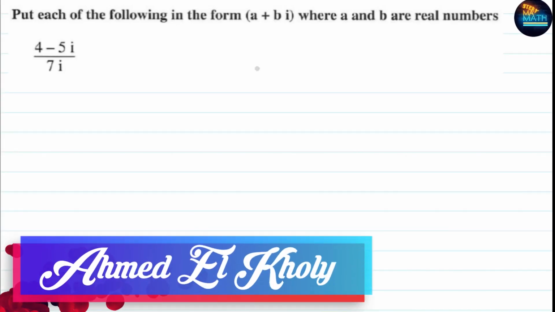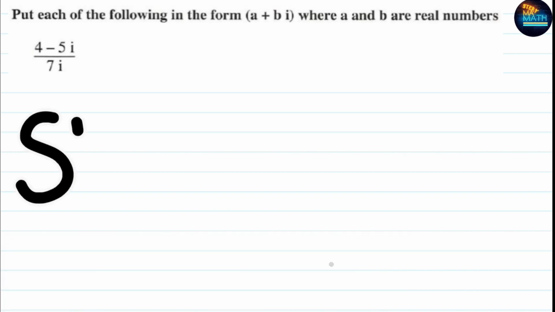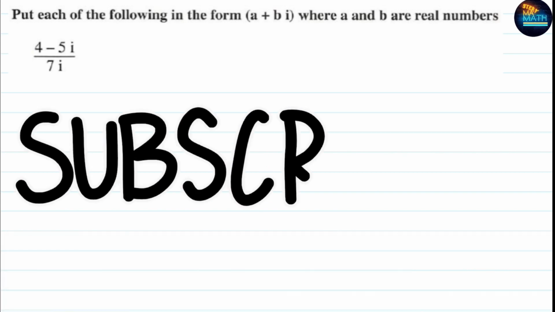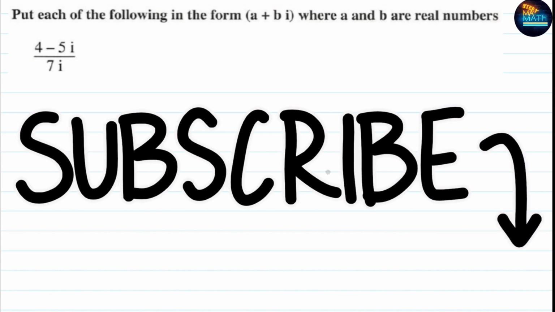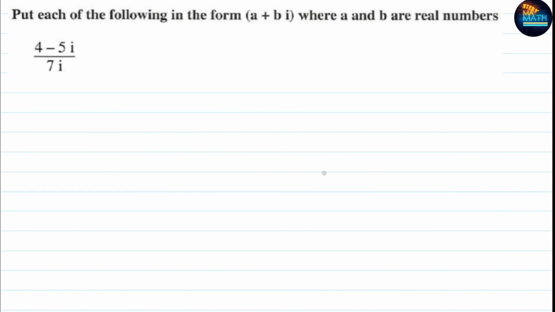Having i in the denominator means that the fraction is not in the simplest form. But how do you get the fraction into the simplest form? As you see here in this example: put each of the following in the form a plus bi, where a and b are real numbers. 4 minus 5i divided by 7i.